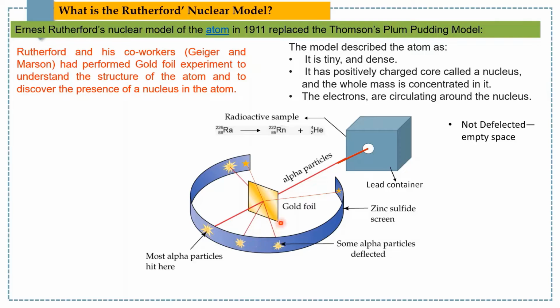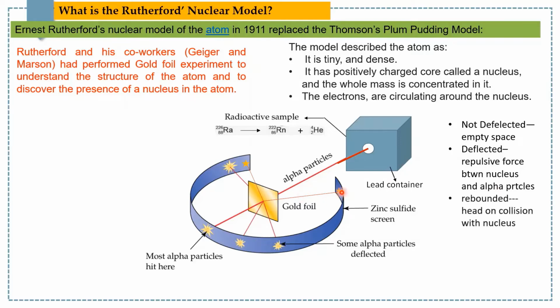This is because when alpha particles passed near the nucleus, they were deflected by small angles due to the positive charge on the nucleus and because of the repulsive force between the nucleus and the alpha particles as well. They also found that a few alpha particles were rebounded. This is because when alpha particles made head-on collisions with the nucleus, they were rebounded. This proves that there is a nucleus present at the center of the atom.